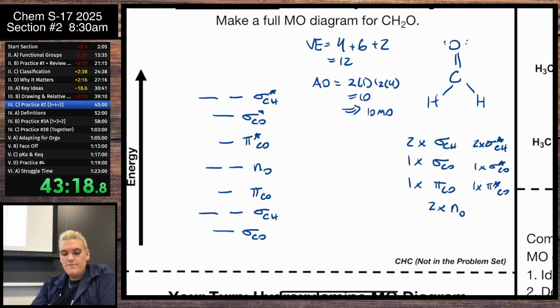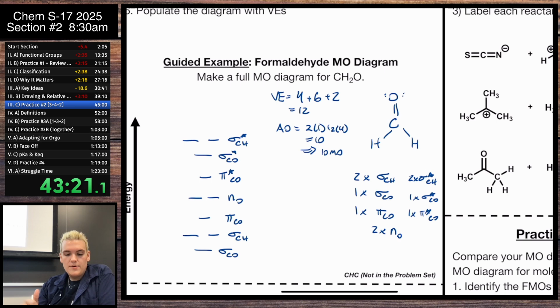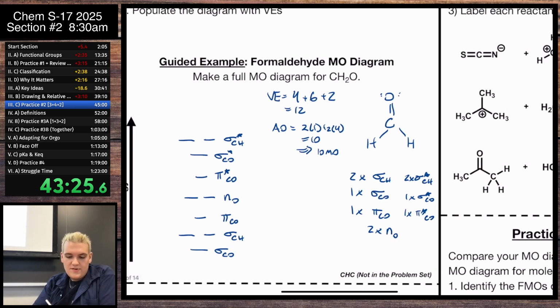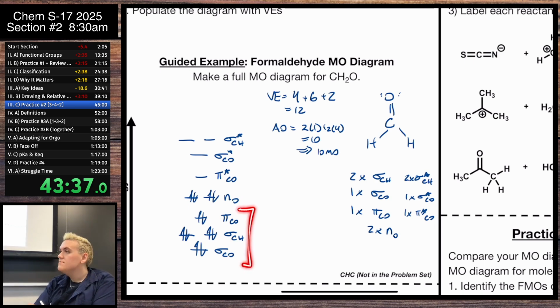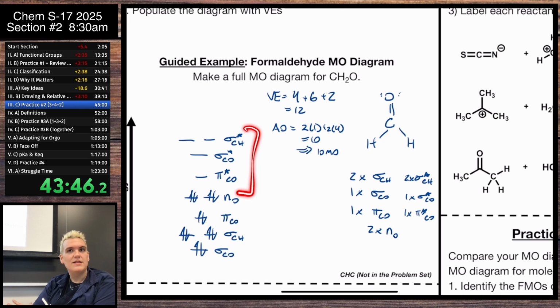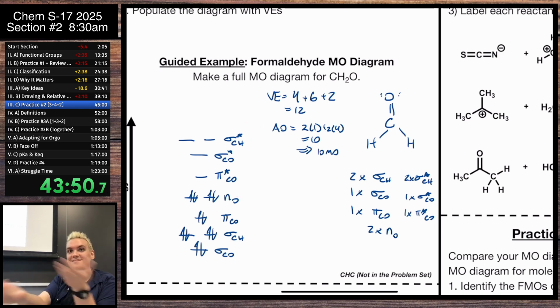So now that we've put all of our molecular orbitals in ascending energy order, we populate with valence electrons. So we have 12, we put 1, 2, 3, 4, 5, 6, 7, 8, 9, 10, 11, 12. And you should always have your bonding molecular orbitals fully occupied with electrons, and then your non-bonding ones that are lone pairs should be occupied. And then your antibonding should never have electrons in them. Otherwise, if we put electrons in antibonds, the bonds would break.